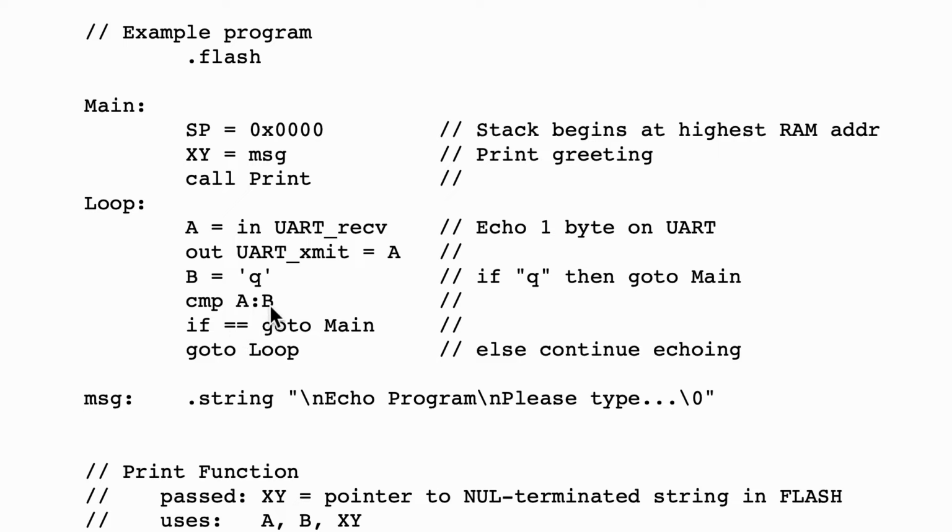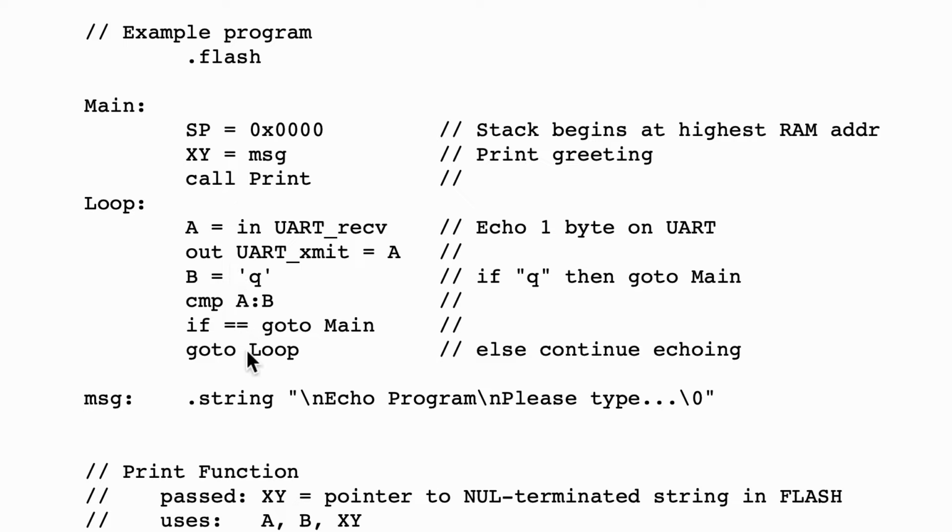Compare essentially subtracts B from A, and if the result is 0, the 0 flag would be set. So this equal condition is basically testing to see whether the 0 flag is set. That is, whether A minus B is 0, or to put it another way, whether the values in the A and the B registers are equal. And if so, we go to main and then print our message again.